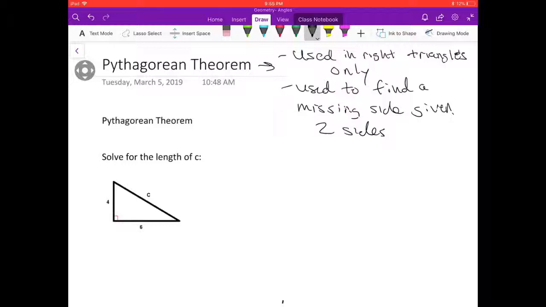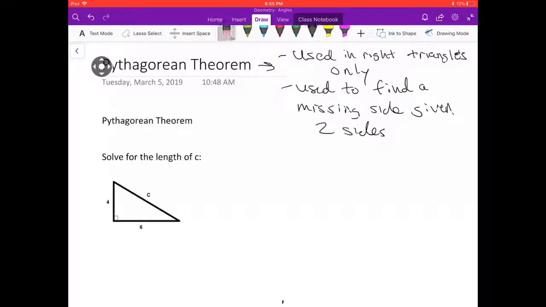The first two things that we need to know are when we can use the Pythagorean Theorem and what it's used for. So we can only use the Pythagorean Theorem in right triangles. It's not going to work in any other kind of shape. So we need to have a right triangle in order to do this. Also, it's used to find a missing side when we're given two. That means we have to be given two sides of a right triangle, and we need to be looking for the third. That's when we're going to use the Pythagorean Theorem to find our missing side.